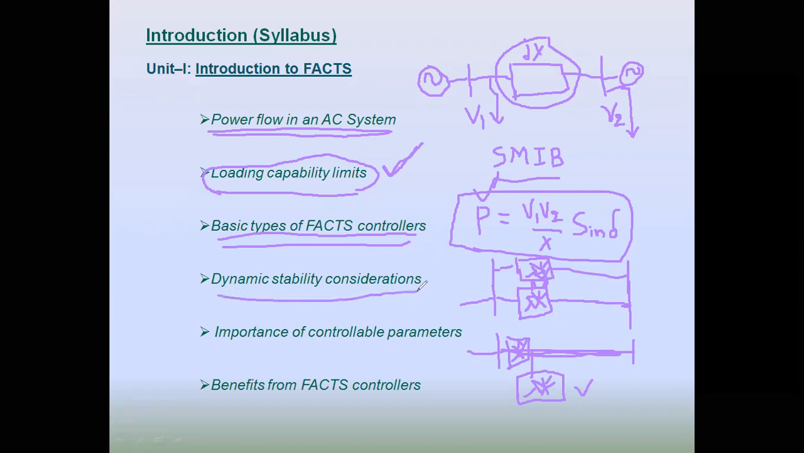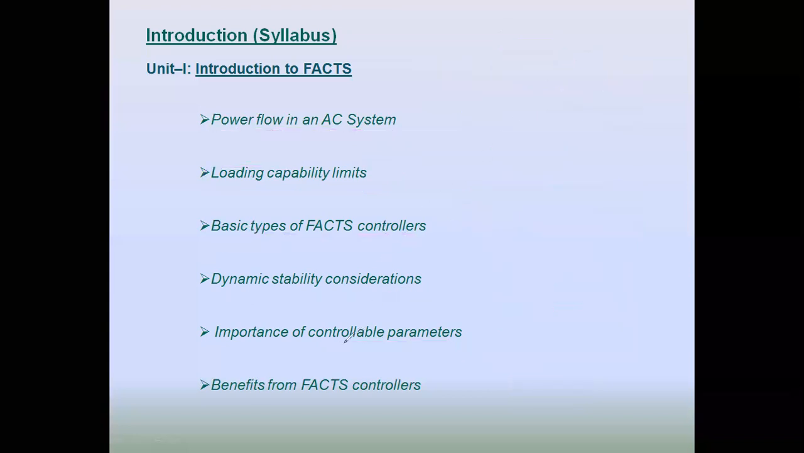Here, dynamic stability considerations we have taken: how the real power and reactive power flows are controlled, and what the parameters are. Here we discuss the importance of controllable parameters. The different controllable parameters we consider are X and delta. By changing the X value, we can control mainly the real power, and also by changing delta, that is with a phase angle regulator or series compensator, we can change the real power flow. The reactive power formula we have also seen, where the voltage magnitudes and phase angles are also changed. We will discuss the importance of controllable parameters in the next slide.